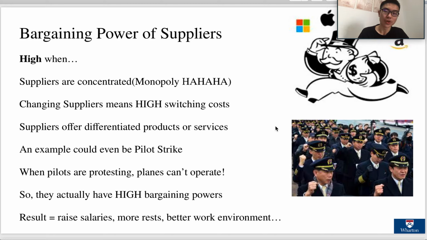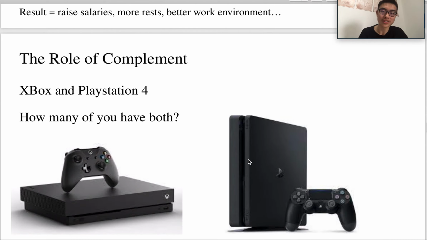So from this point of view, they actually have high bargaining power as suppliers, because if they stop working, the airlines can't make any money. Even though these pilots are employees belonging to the airlines, if they all go on strike, planes can't operate, can't fly. As a result, the business may have to raise salaries for them, give them more rest, more holidays, and provide a better work environment in order to convince them to come back and fly the planes.